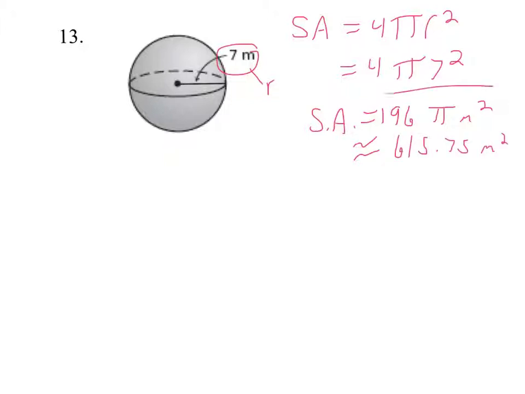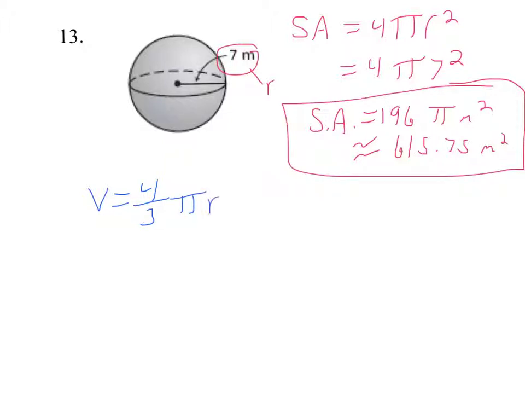And the volume is 4/3 pi r to the third. So that's 4/3 pi 7 to the third. I'm going to type that in using the ABC button. 4 ABC 3 times 7 to the third, or 7 caret 3. And actually, here's what my calculator says. It says 457 and 1/3, and then there'd be a pi after that.